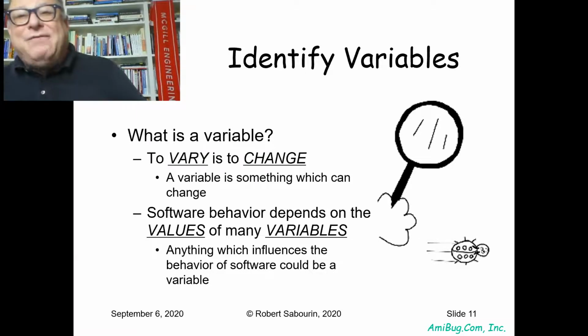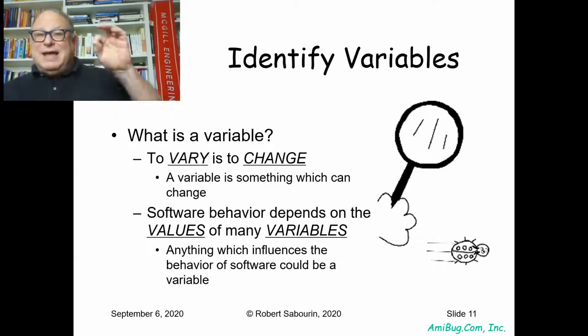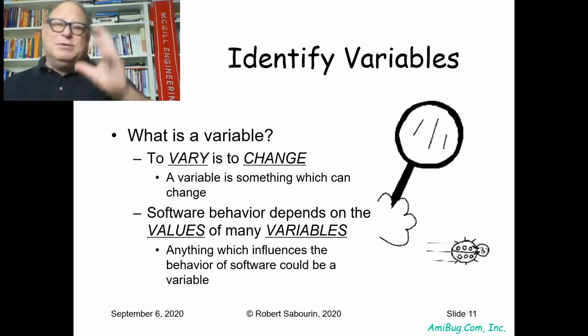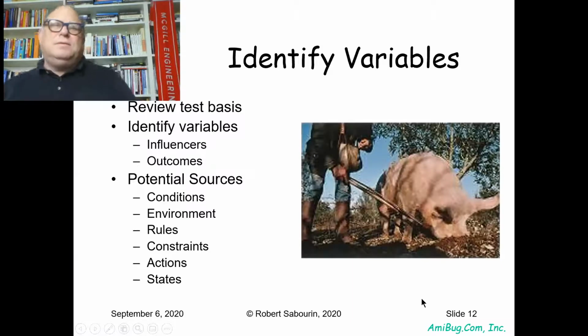Now, the software behavior depends on the values of many variables. Anything which influences the behavior of the software, or I could argue is influenced by the behavior of the software, could be a variable. To find variables, there's a lot of different places to look for them. I keep going to my metaphor of testers having to stick their nose everywhere to find out about these things, but sometimes it's common sense. Sometimes you just have to read the requirement document.